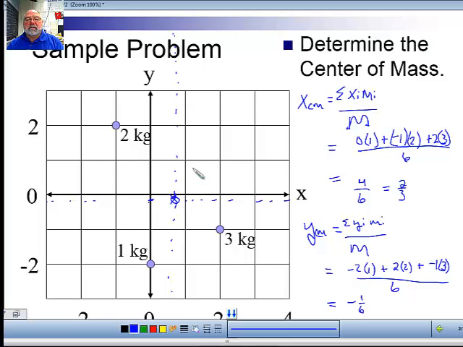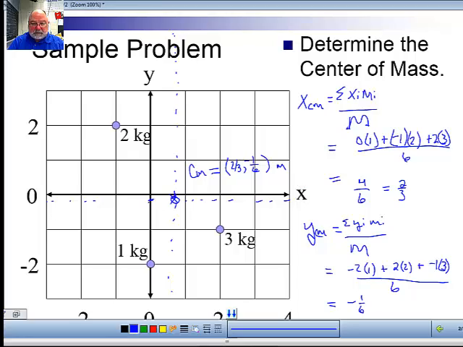Okay, so the center of mass is located at 2/3, -1/6. And I don't know what the units are, but let's just say, so I feel better about including units with this, that it's in meters. Okay, so that's 3 distinct, discrete particles, finding the center of mass of those is really easy.